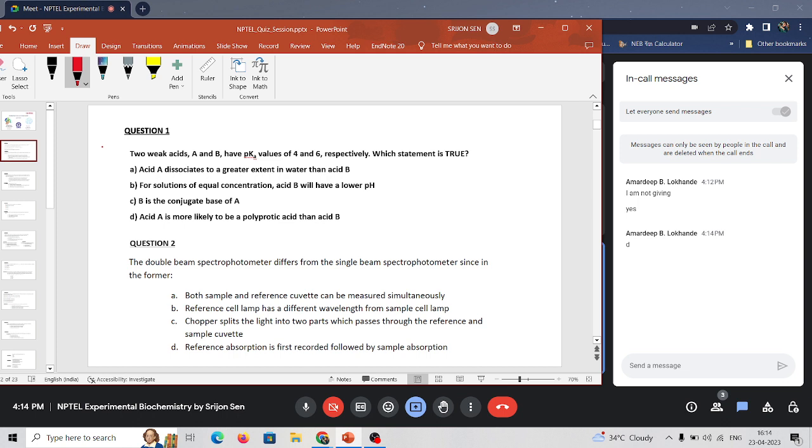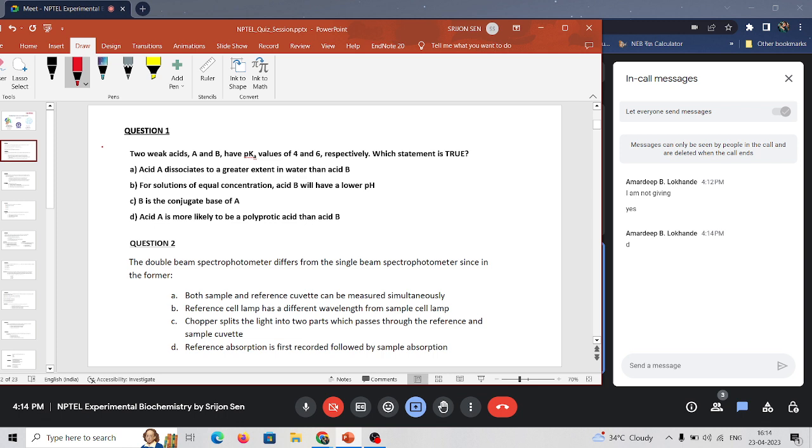Okay, you say it is D. But the question says the pKa value of A and B is given as 4 and 6. B and C are incorrect because there is no information given about whether A and B have any relationship or not. So whether B is the conjugate base of A or not, we are not sure of it. For solutions of equal concentration, acid B will have lower pH, that is also incorrect.